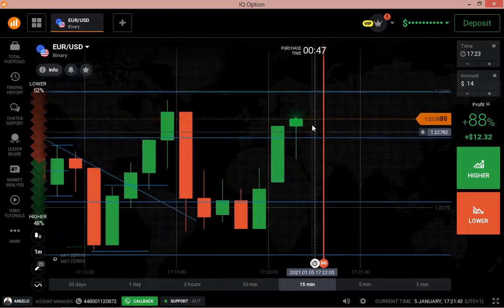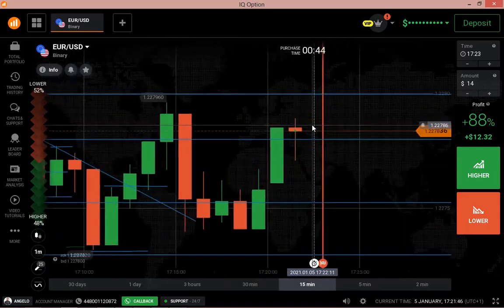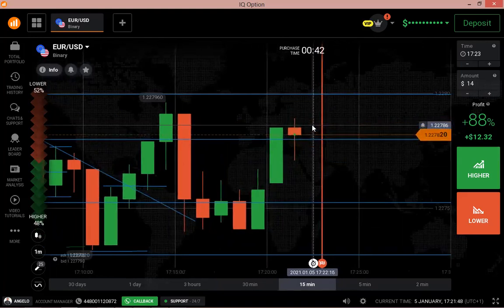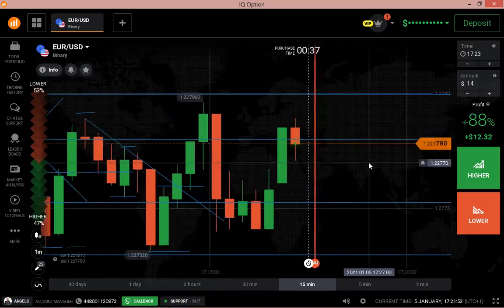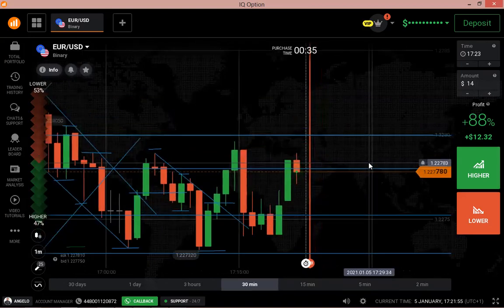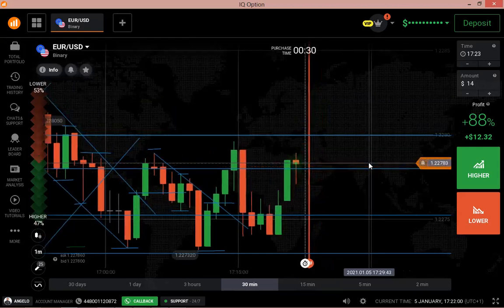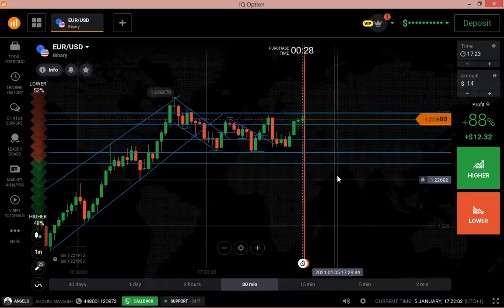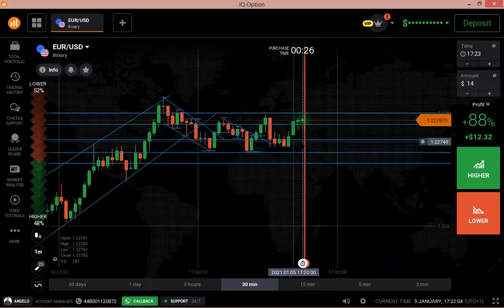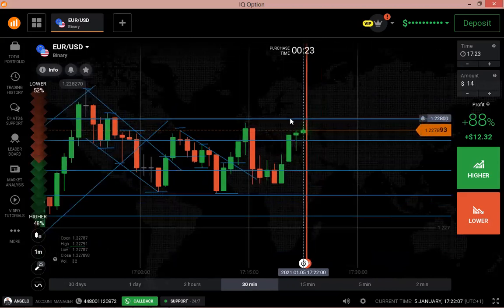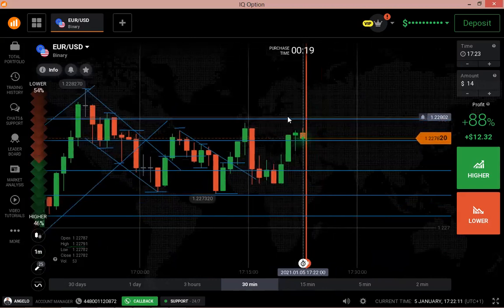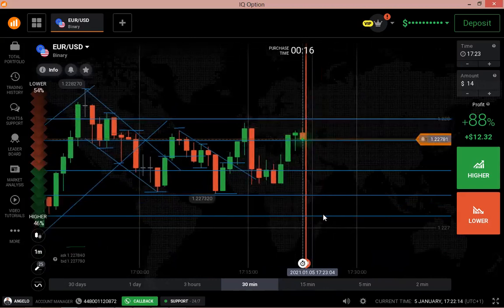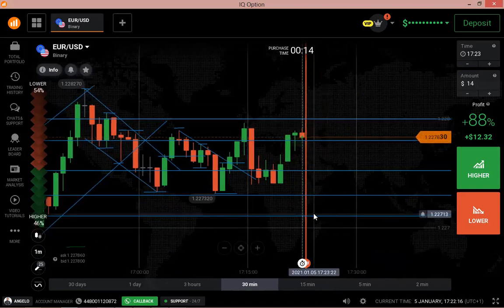So let me call it a day. Seeing the sellers are weak and the buyers are still going up. But if buyers break this whole area, it will go up. But if they fail to break this whole area, these two lines, the sellers will go down to this level.